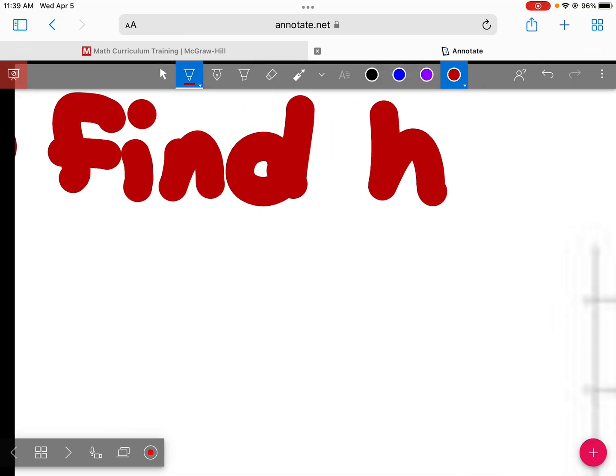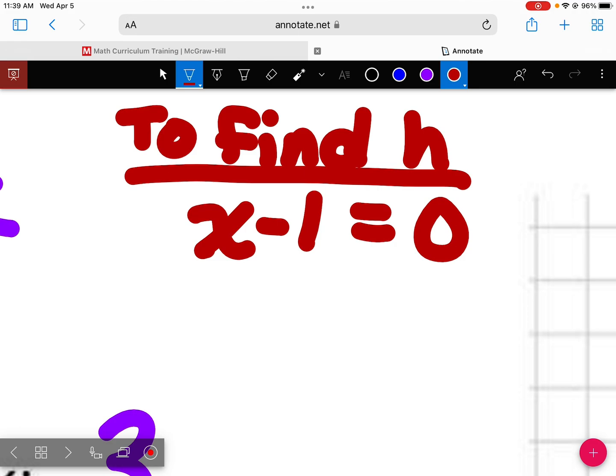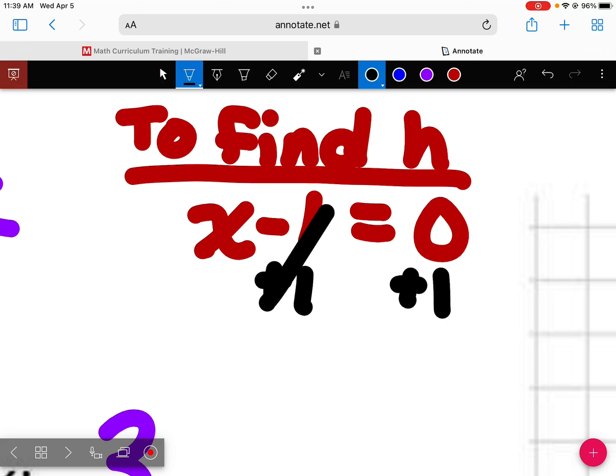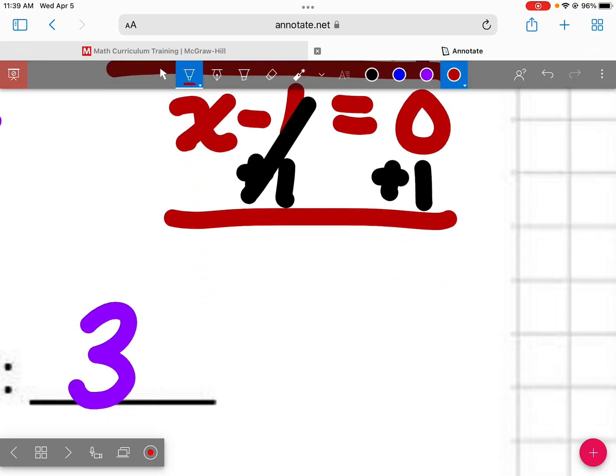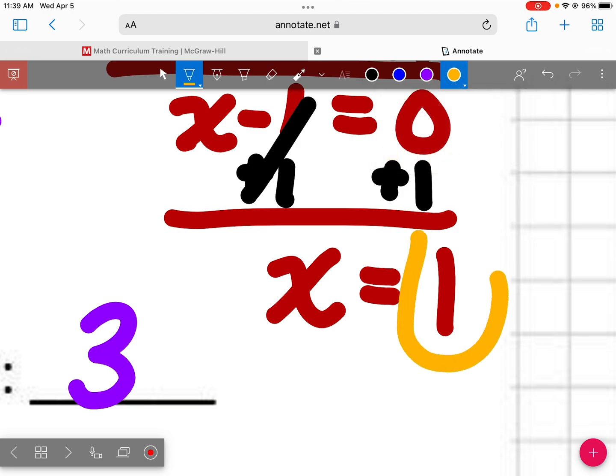So to find H, I'm going to take that denominator, X minus 1. We're going to set it equal to 0. Jaden, you said I need to do what to solve this for X? Add 1 on both sides. So I get X equals +1. What is this number? Which piece of important information is that 1? That is H.